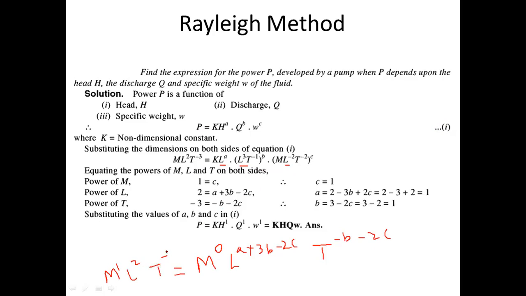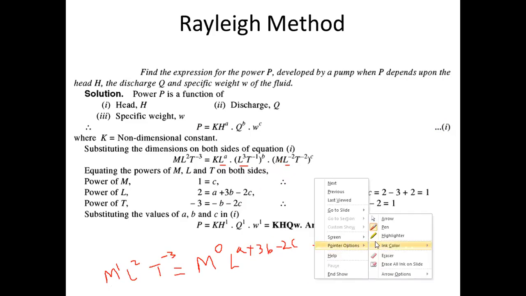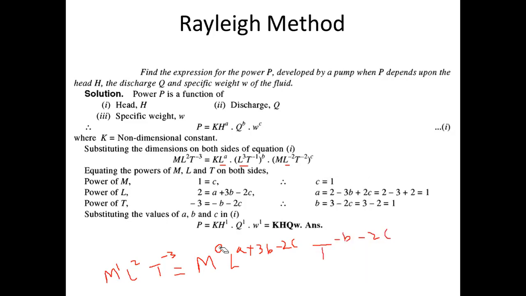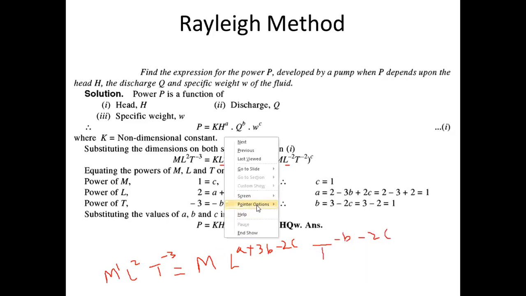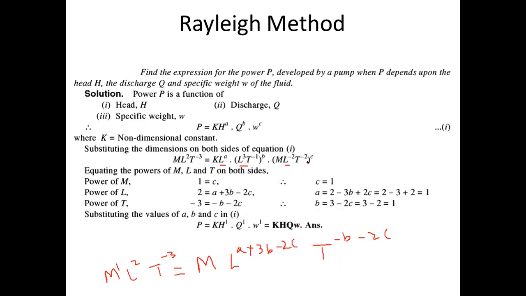So what are we supposed to do? We are supposed to compare. Sorry, I have just written it wrong. On the RHS side also there is an M, and I need to correct it. It is M to the power C. So I need to compare M with M, L with L, and T with T.